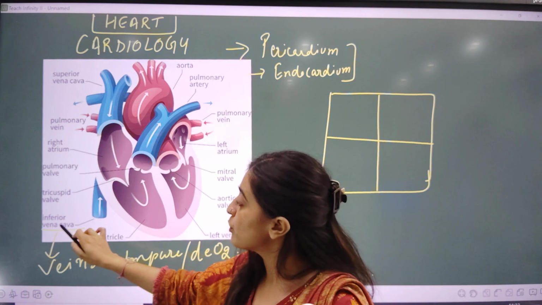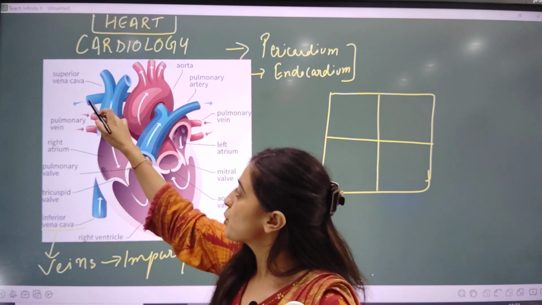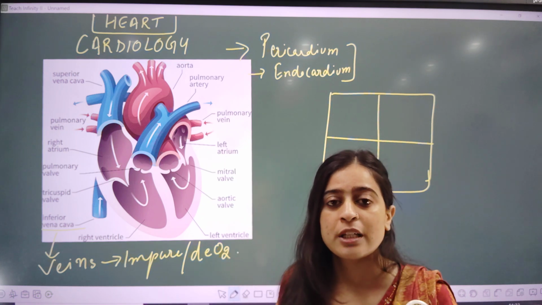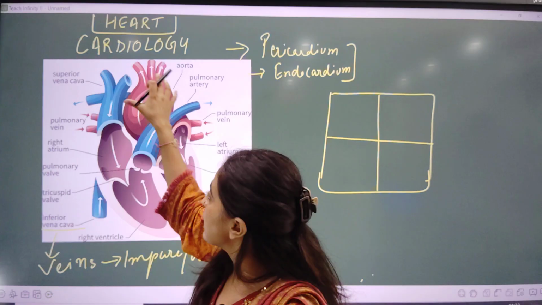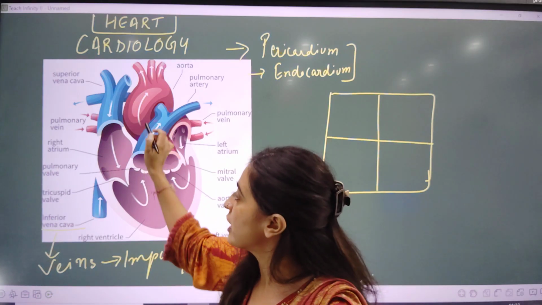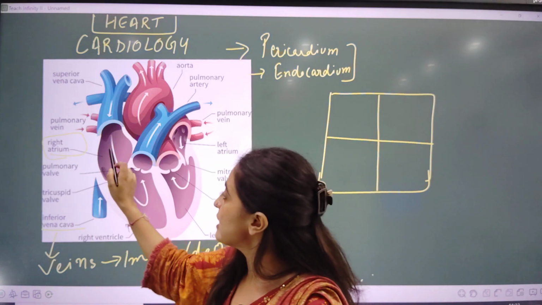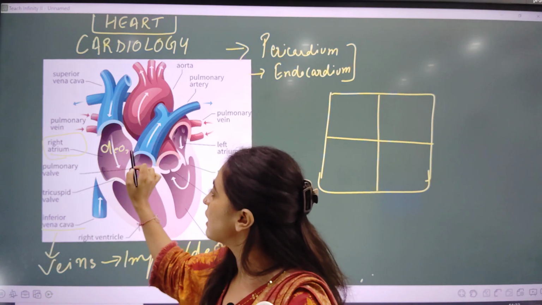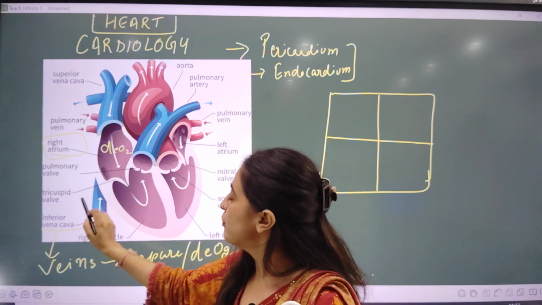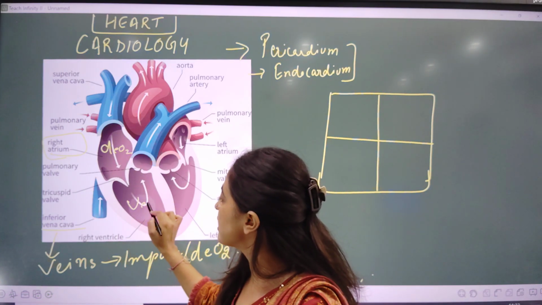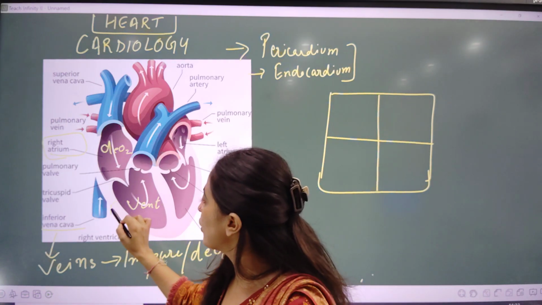The inferior vena cava carries deoxygenated blood from the lower part of the body, and the superior vena cava carries deoxygenated blood from the upper part of the body. The whole deoxygenated blood pours into the right atrium. Now the right atrium is filled with deoxygenated blood. Below the right atrium there is a ventricle, which is called the right ventricle.